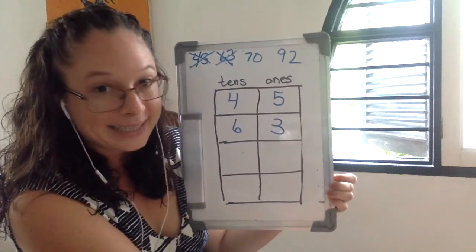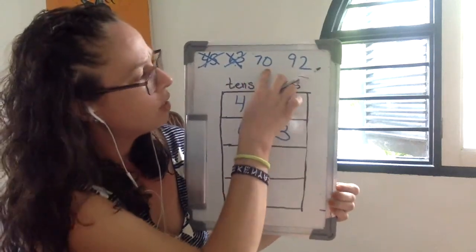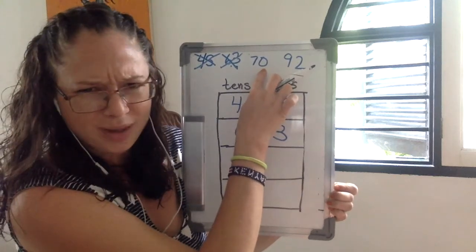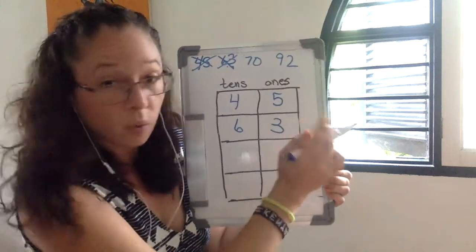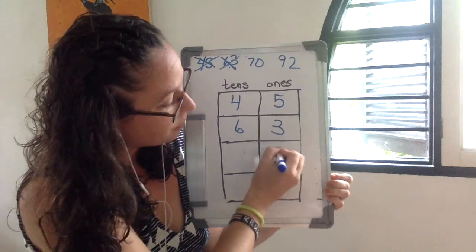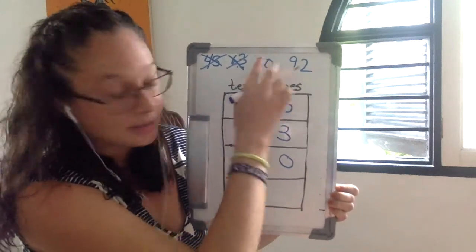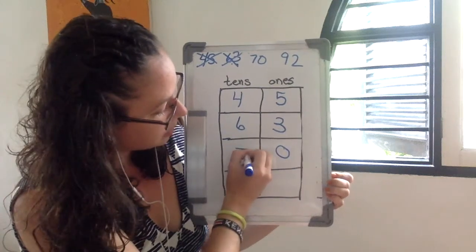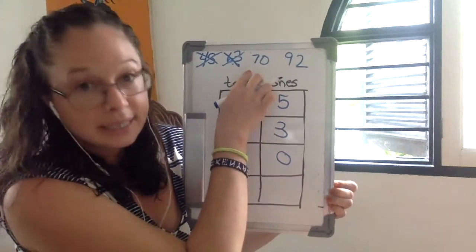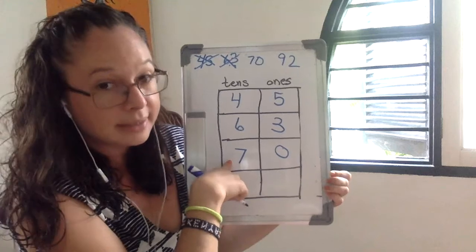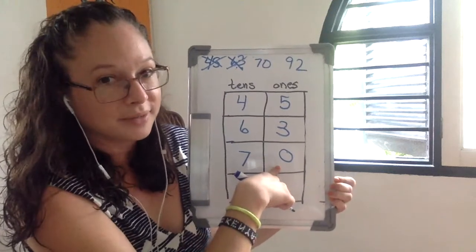Now let's look at 70. To check the ones column, how many ones? There are 0 ones, so we put 0 in the ones column and 7 tens. 7 goes in the tens column. 70 has 7 tens and 0 ones.